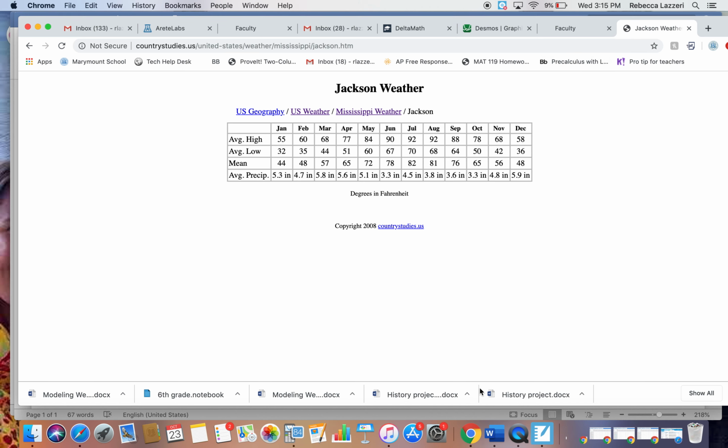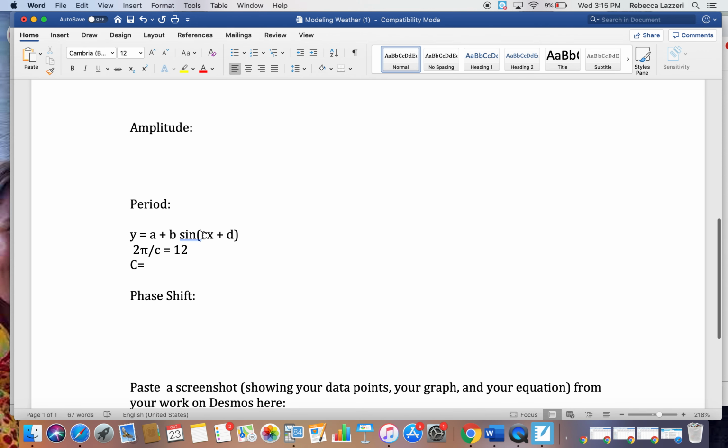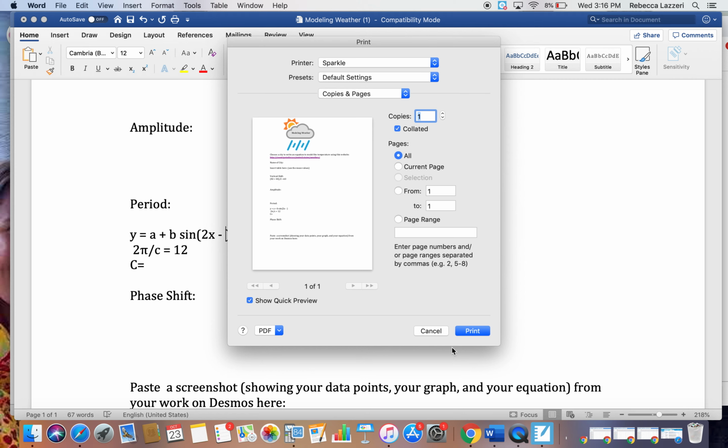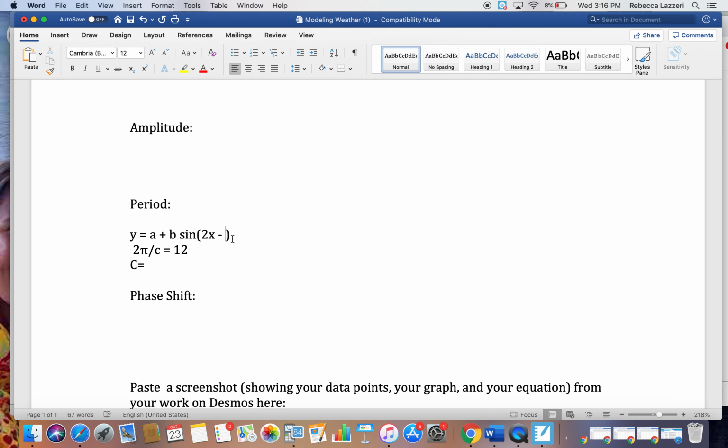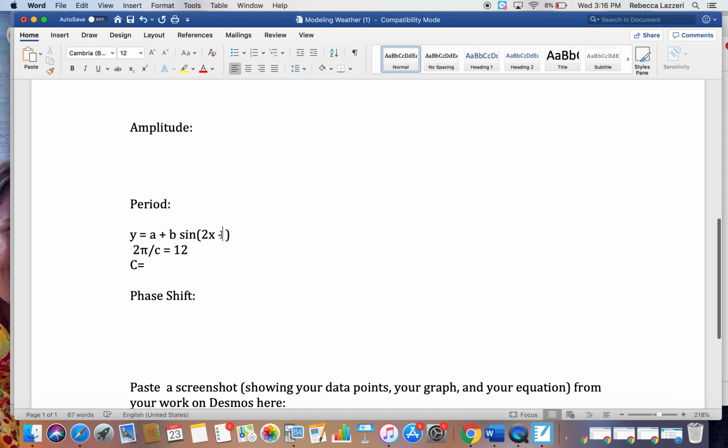All right, so back to the Word doc. Again, be very literal every time you're figuring out something in math. If this said 2x minus pi, I'm going to get rid of this in a minute, but everybody think about this. If I said 2x minus pi, what would your phase shift be? Can you do it in your head? Oh, yes. It would be pi over 2.